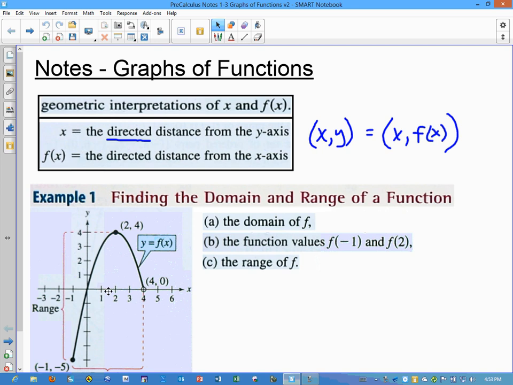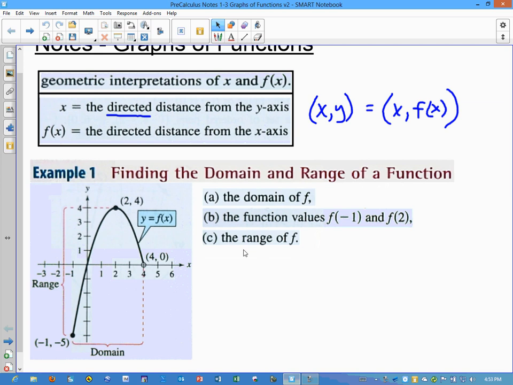Now we're going to look at example 1, where we want to find the domain and range of a function, and we are given the graph. Starting with the domain, remember that the domain is a left and right idea. So this is the interval that deals with the domain. And we think of x values. When we talk about domain, we are talking about x values, we're talking about left and right ideas.